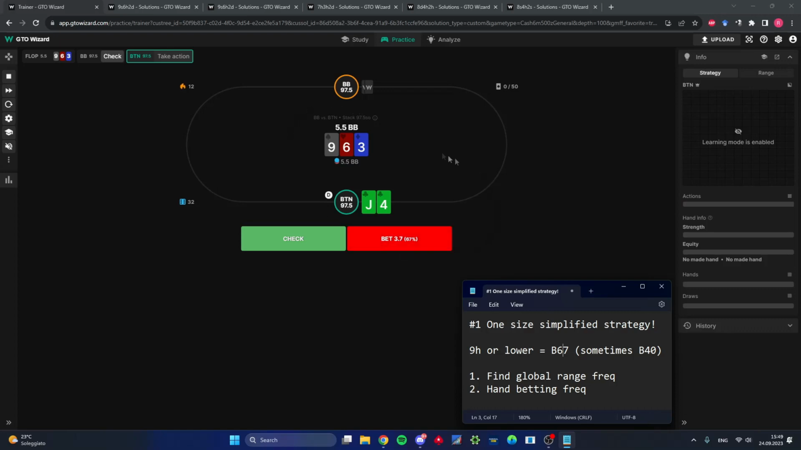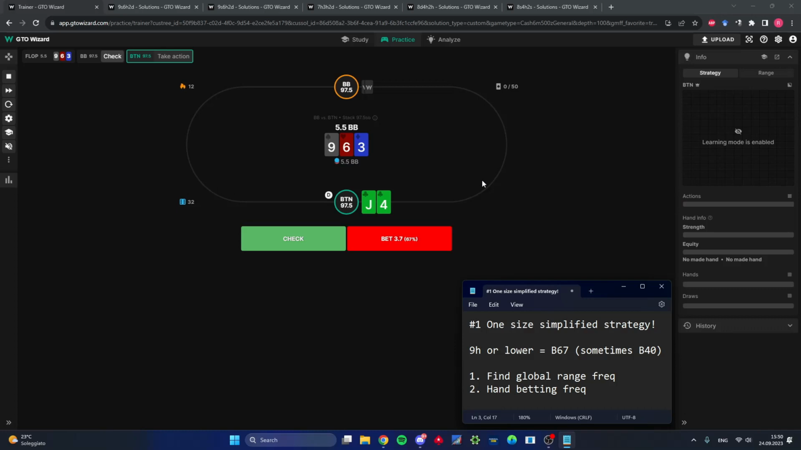So let's think in terms of global frequency. How good or bad is this board when we use the only bet size B67? I would say it's fairly decent. It's still somewhat disconnected. Generally, when these boards are disconnected, we can still have a higher betting frequency, probably around 60%, I would say, maybe 50 to 60.